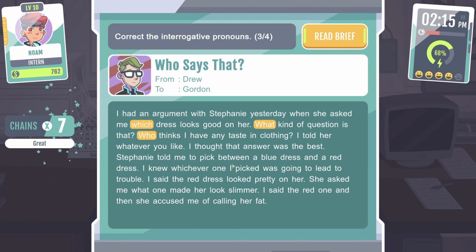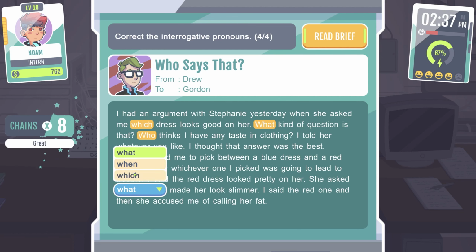Stephanie told me to pick between a blue dress and a red dress. I knew whichever one I picked was going to lead to trouble. I said the red dress looked pretty on her. She asked me which one made her look slimmer. I said the red one, and then she accused me of calling her fat. Which one?